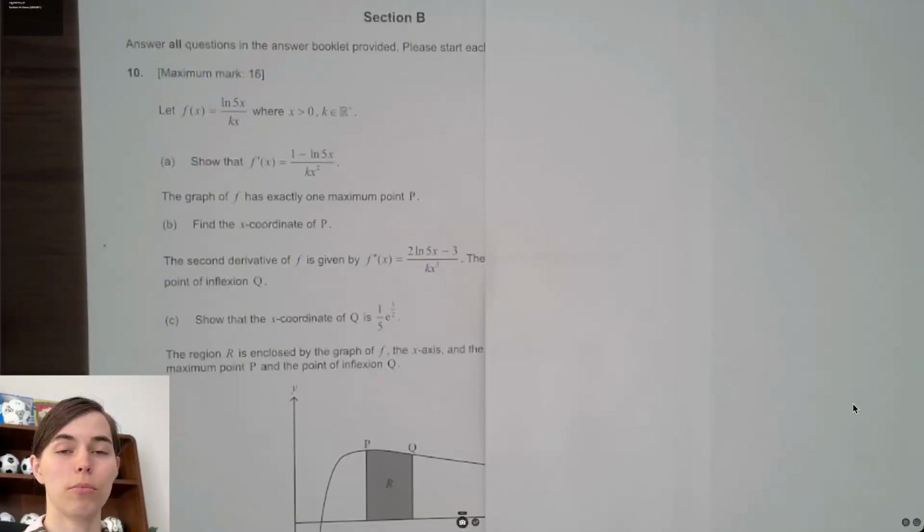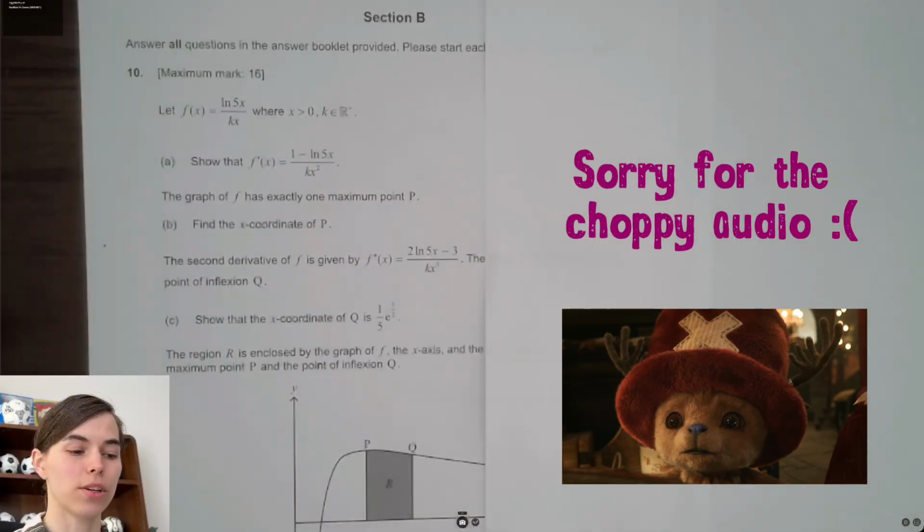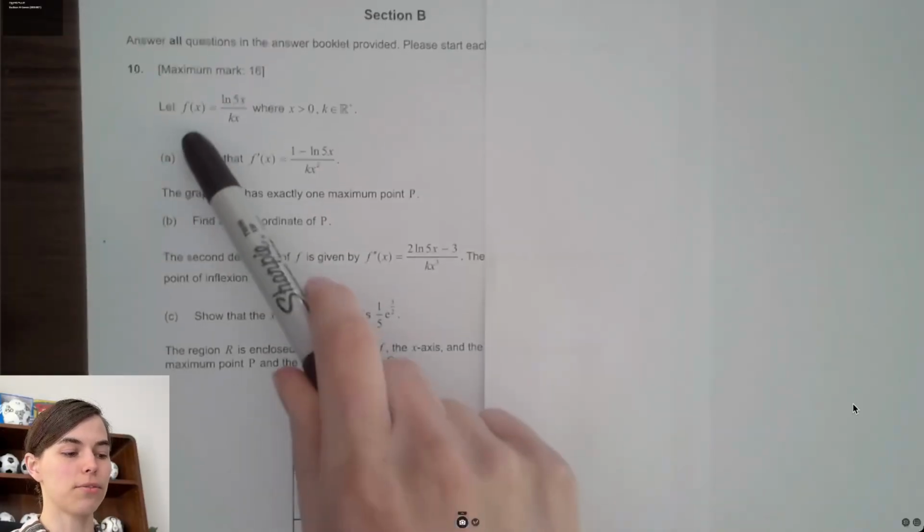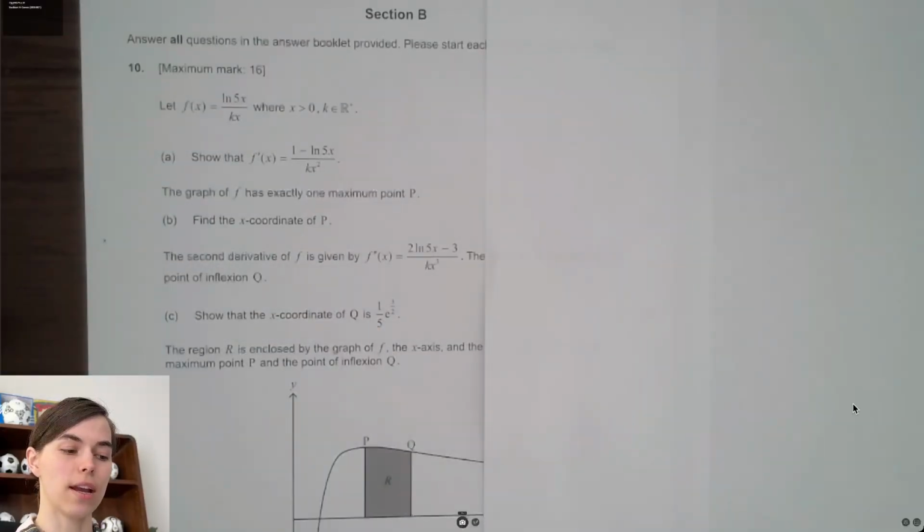Today we're going to do one more IB practice, and we're going to do a problem from section E. This problem is worth 16 whole points, and so I'm going to show you how to get the maximum amount of points on this question on your IB test tomorrow. So to start, they give us f of x equals ln of 5x over kx.